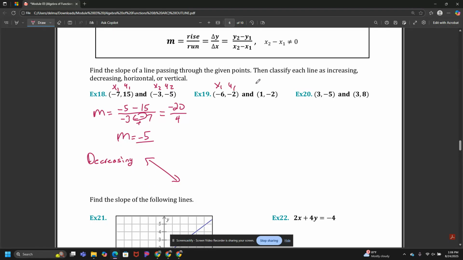x1, y1, x2, y2, and then I'll leave example 20 for you. I'm going to write it -2 minus a -2 over 1 minus a -6. We're circling our two minuses to note that they're pluses. That becomes 0 over 7. So that means the slope is 0. So that means it is a horizontal line.